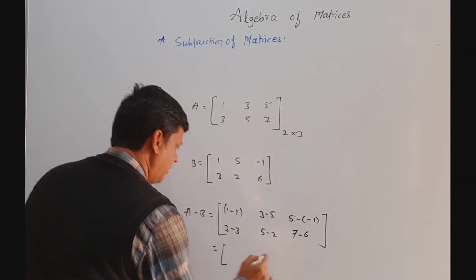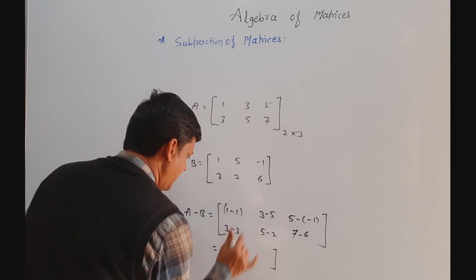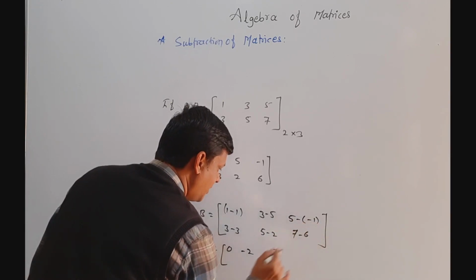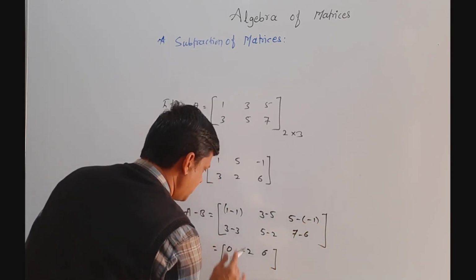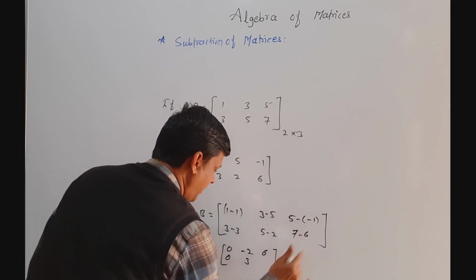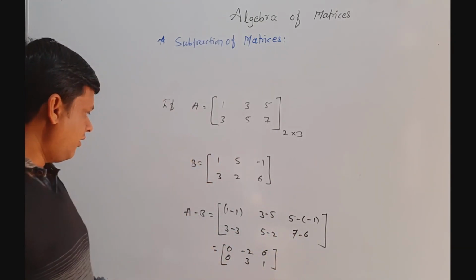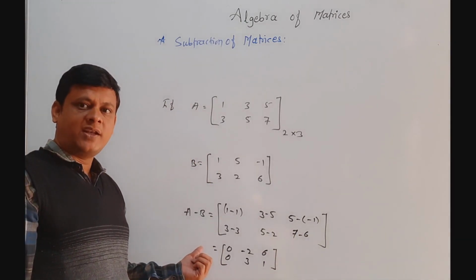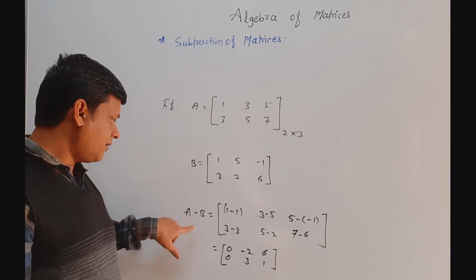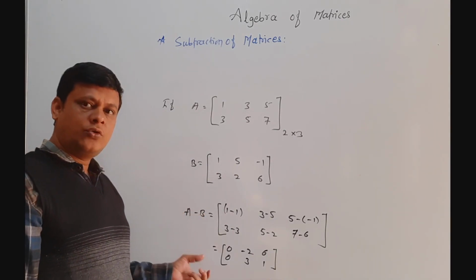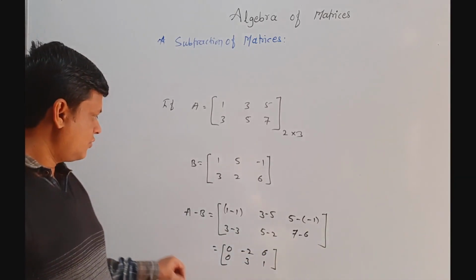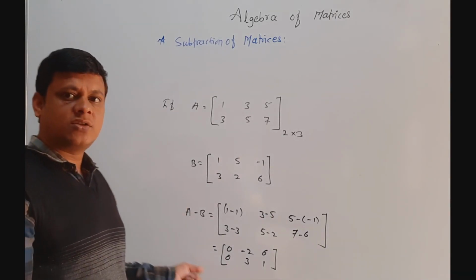So we get matrix A minus B as 1 minus 1, 0. 3 minus 5, minus 2. 5 minus minus 1 gives plus 1, so 5 plus 1 we get 6. 3 minus 3, 0. 5 minus 2, 3. 7 minus 6, 1. So in this way we can obtain matrix A minus B. If you observe, when you subtract matrix A from B, you get the same matrix but with opposite sign. So matrix subtraction is not commutative.